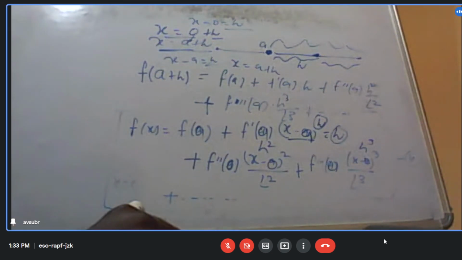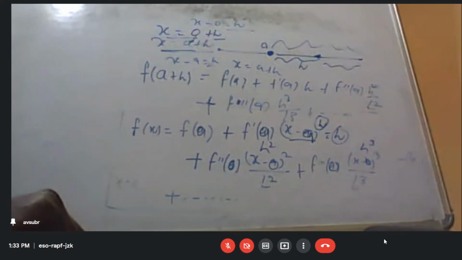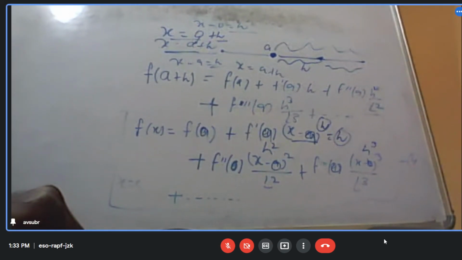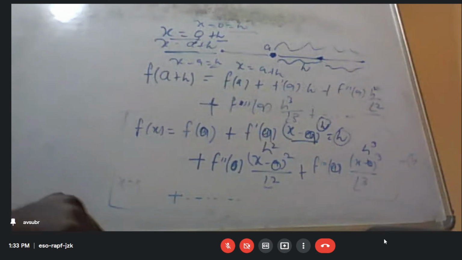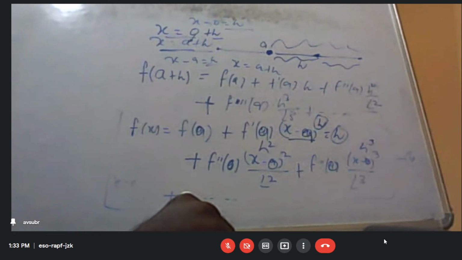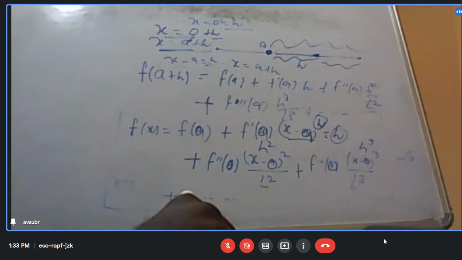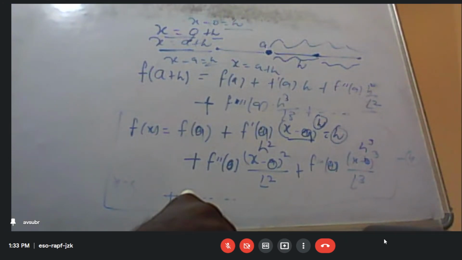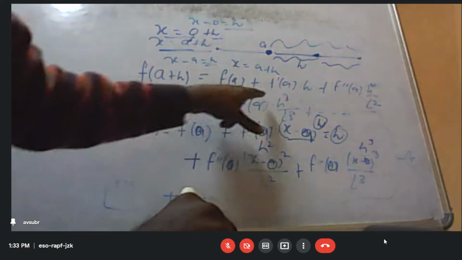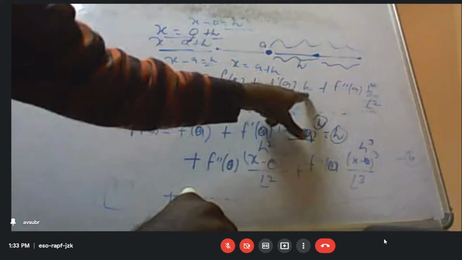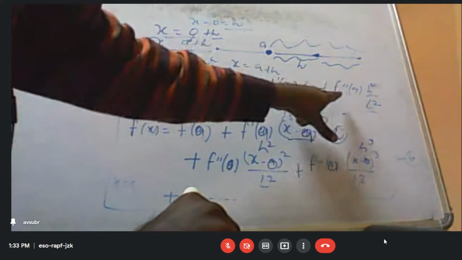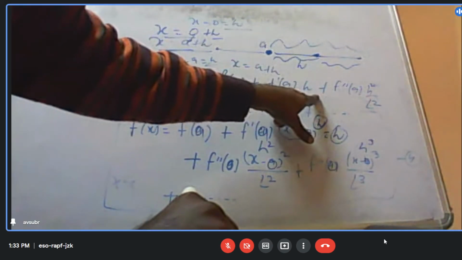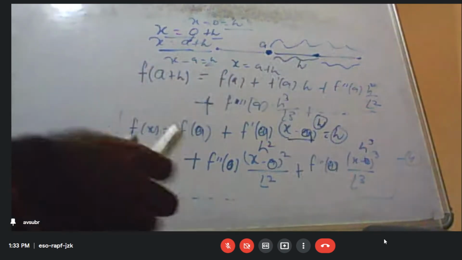All of you understood? Above, f of a plus h, f a plus f dash a, and then why we had not written a plus h there? But in the second one, f of a plus h, f of a plus f dash a into h plus f double dash a. Why plus a? Sir, I had doubt there only.